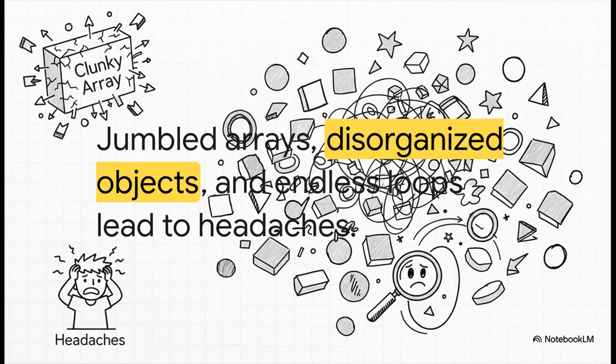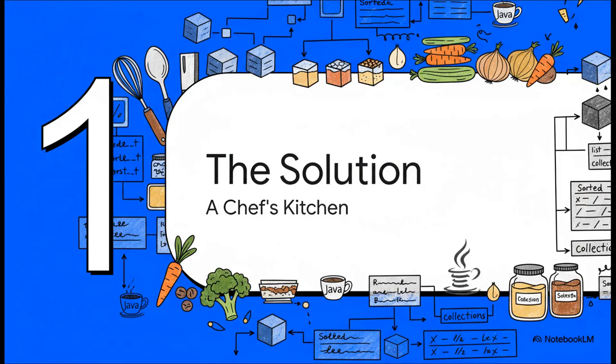But what if there was a way better way to do all this? Well, there is. The solution is to stop thinking like you're wrestling with all this raw data and start thinking like a master chef in a perfectly organized professional kitchen. And that kitchen, that is the Java Collections framework.